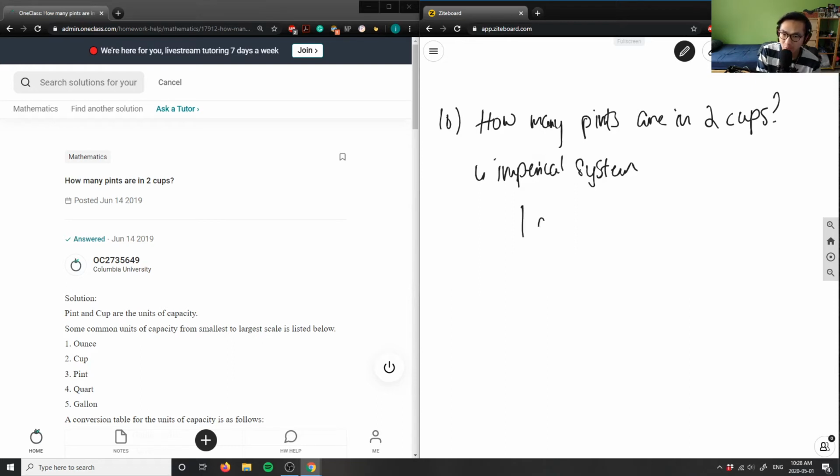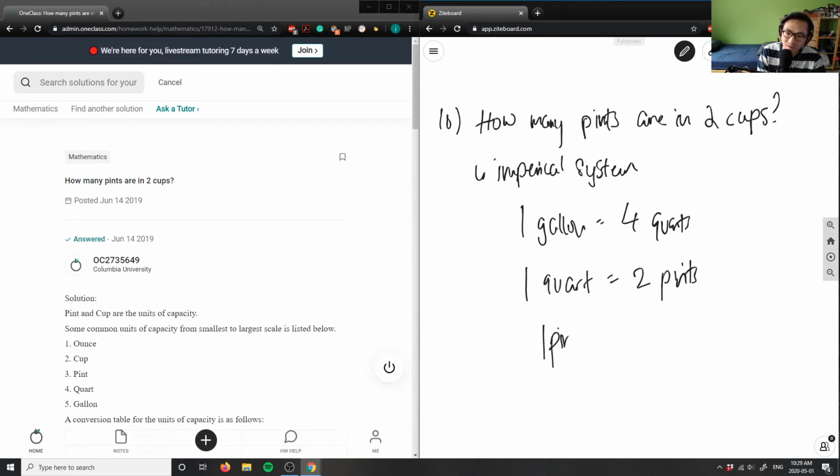So let me write that down. I have 1 gallon equals 4, that's a 2, sorry, 4 quarts. 1 quart equals 2 pints. 1 pint equals 2 cups here, right?